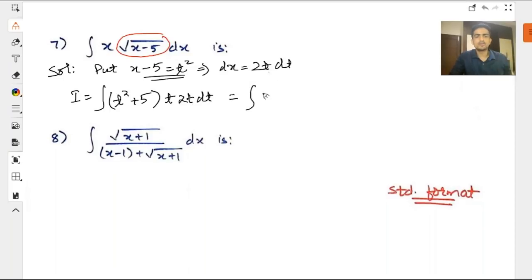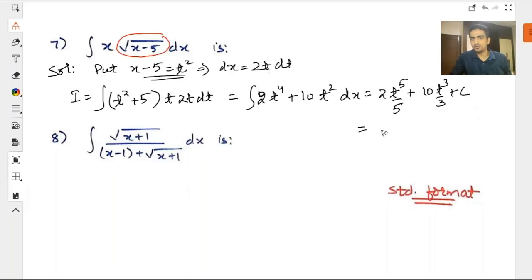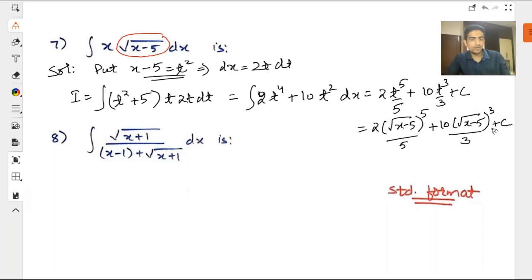So now root is gone. It is 2t power 4 plus 10t square, which can be easily integrated. This is 10 t cube by 3 plus c. And of course, finally, you put the value of t, root x minus 5. So this is also one of the applications of substitution. If some bad part is there and you are not liking it, do this thing to remove that part. At least you will be having good parts to deal with.